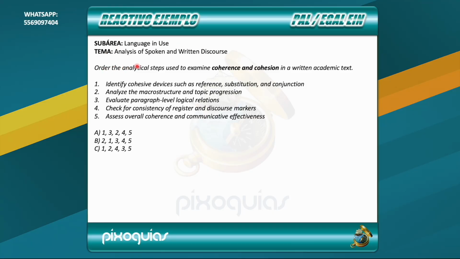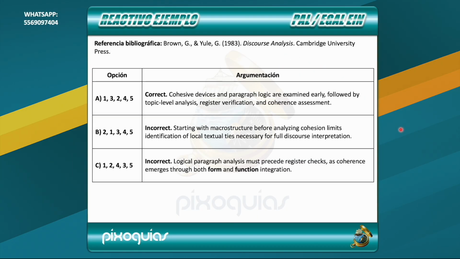And finally, we can see this exercise from the topic Analysis of Spoken and Written Discourse. Order the analytical steps used to examine coherence and cohesion in a written academic text. The correct answer is A. It is 1, 3, 2, 4, and 5.